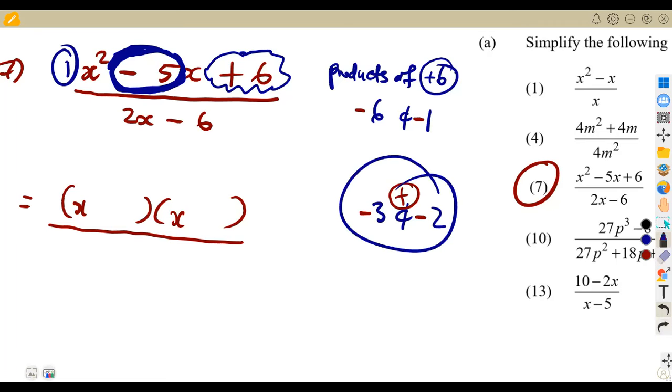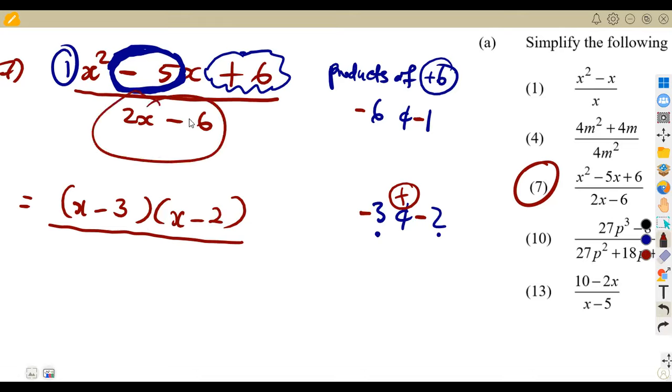So these are the 2 numbers that we want, -3 and what? And -2. So you're going to have a -3 here and a -2 on the other bracket. The order does not matter. You can start with x minus 2, x minus 3, it's up to you, all right?